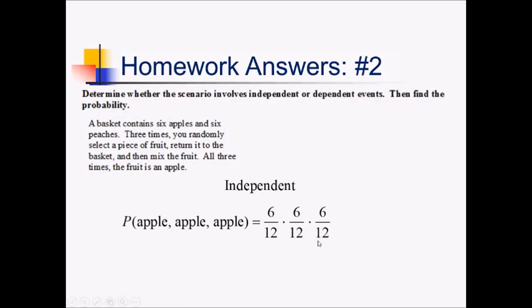Now to make our lives a little easier, not have to use a calculator here, we can reduce each one of these to 1 over 2. And if I've got 1/2 times 1/2 times 1/2, that's just going to be 1 over 8. So there's our chances of getting 3 apples with replacing.